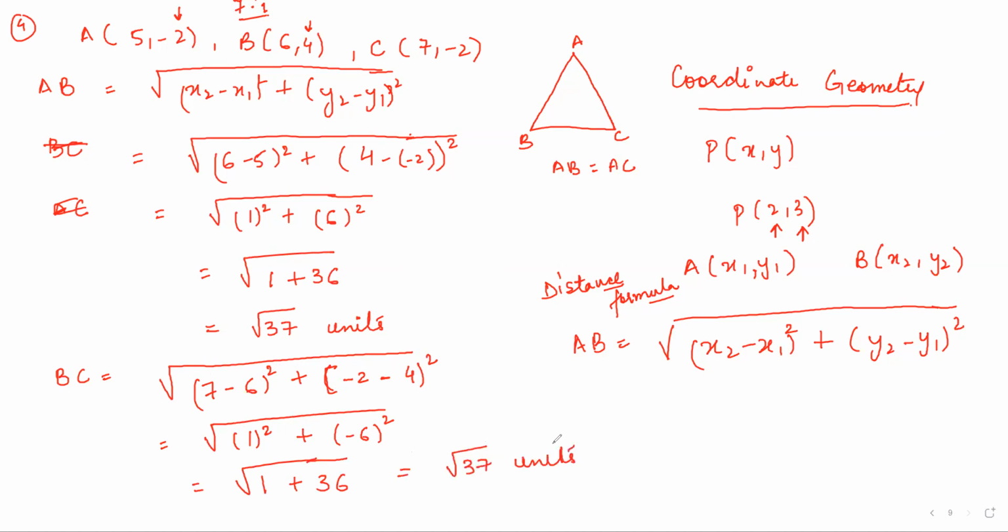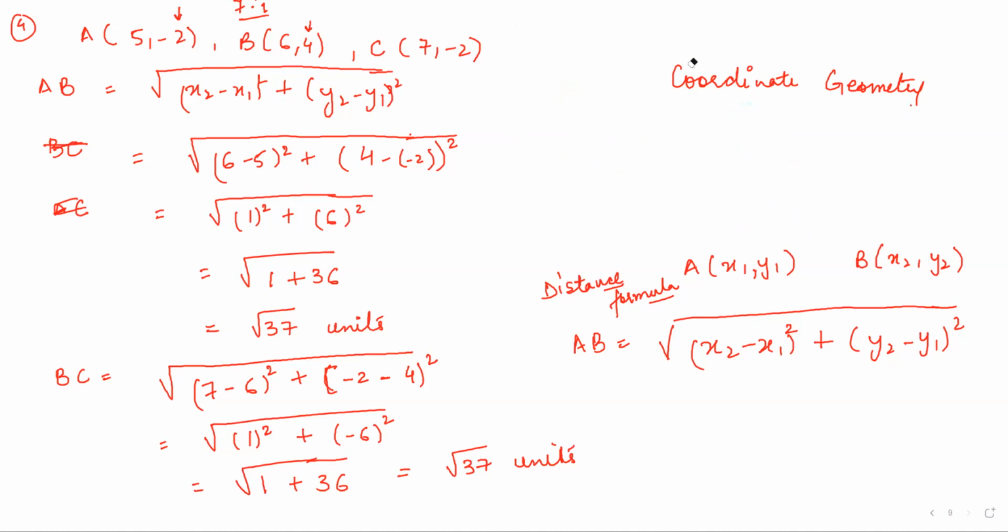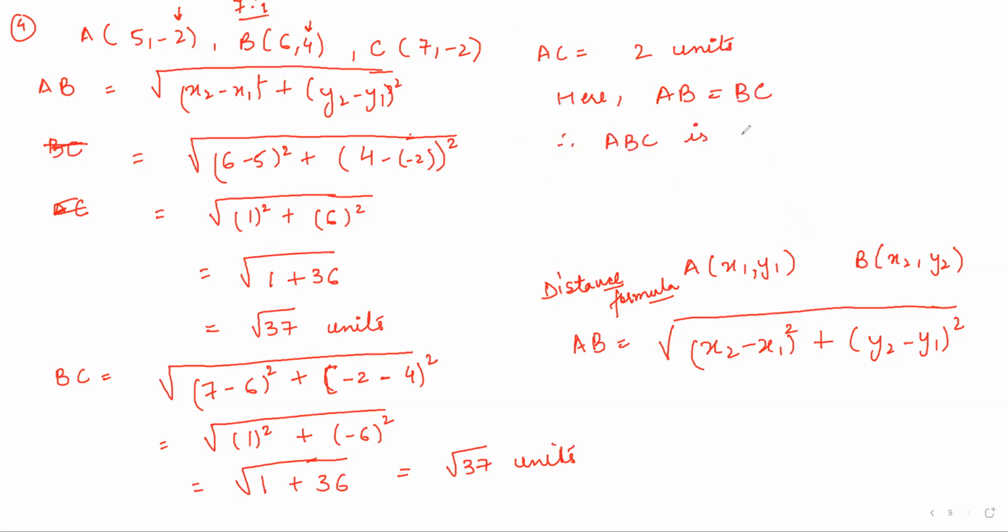Yes, Rida? Yes, ma'am. Okay. Now you also find AC quickly. How much is AC? Tell me. 2 units. Okay, 2 units, right? So here I can say that my AB is equal to BC, and therefore ABC is an isosceles triangle.